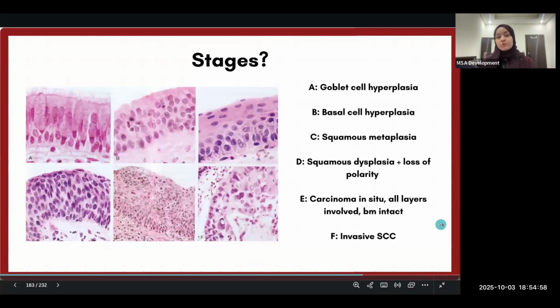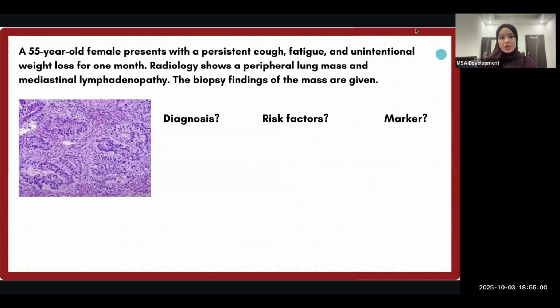All of the stages. Okay, next we have a 55-year-old female presents with persistent cough, fatigue, and unintentional weight loss for 1 month. Again, constitutional symptoms making you think of cancer. Radiology shows a peripheral lung mass. This is a key word, peripheral lung mass. And then they showed you this image. These look like glands, right? So what is the diagnosis?